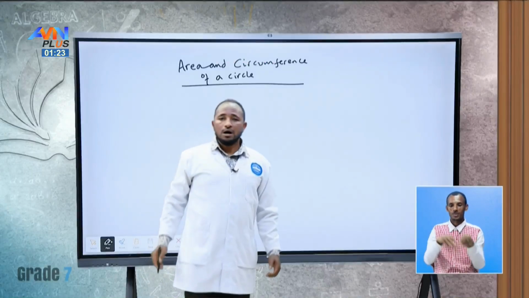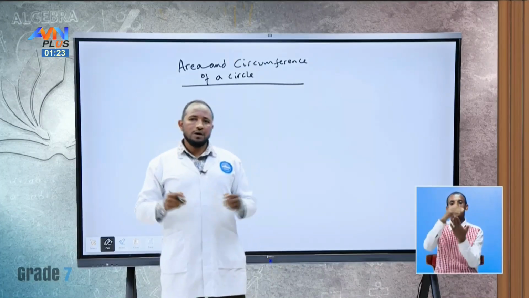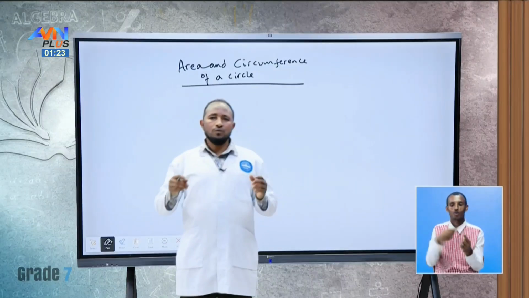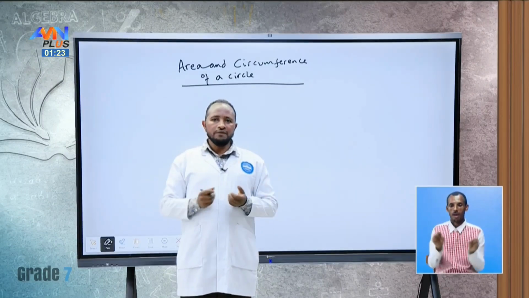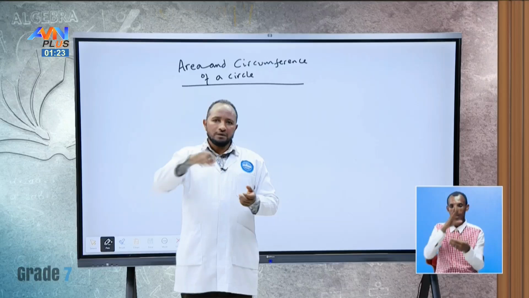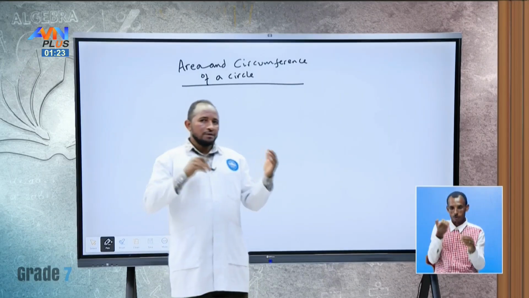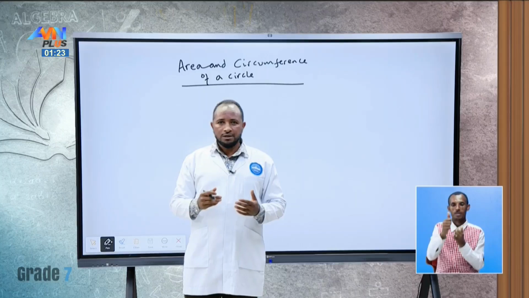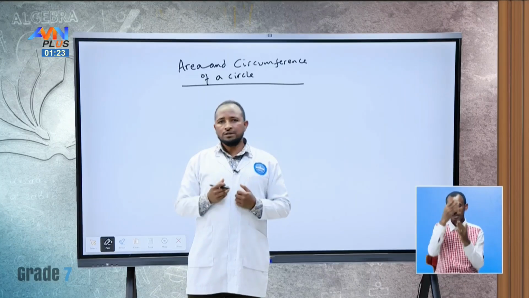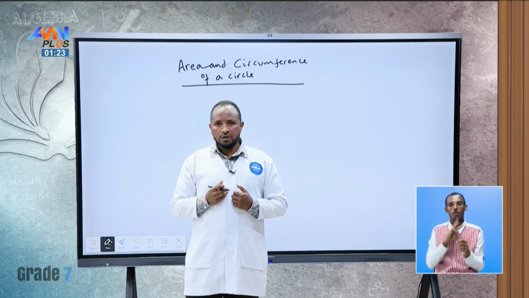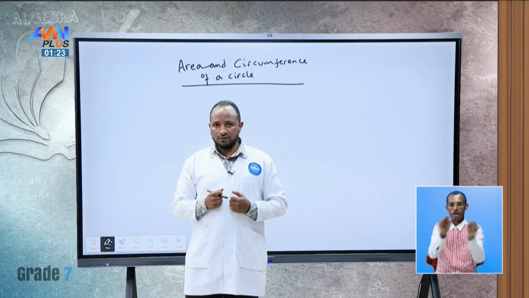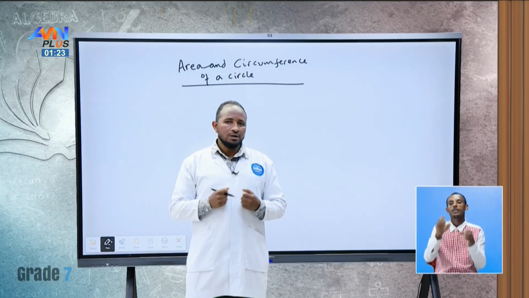Students, after this lesson, you are expected to calculate area of a given circle and circumference of a circle. So before directly proceeding to the lesson, let's see some terminologies that we will use to calculate area and perimeter of a circle. So let's proceed to that.